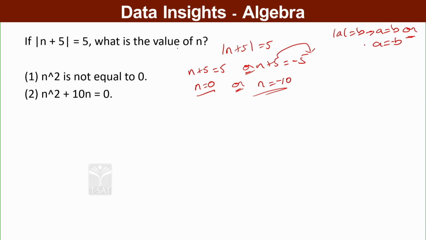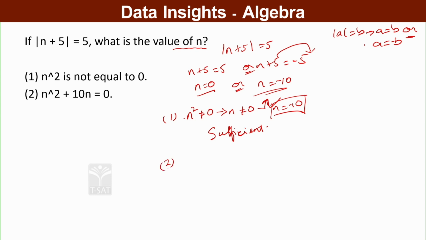They are asking if you can definitely find the value of n. The first statement says n square is not equal to 0. So this means that n is definitely not equal to 0. Since out of two options one is removed, you are definitely left with one answer, that is n is equal to minus 10. So yes, the value of n can be found from the first statement. This information is sufficient.